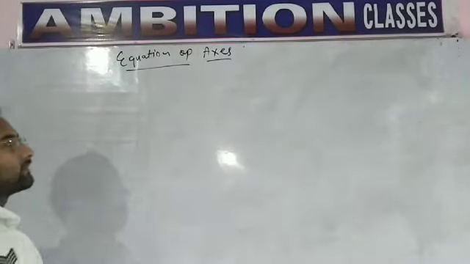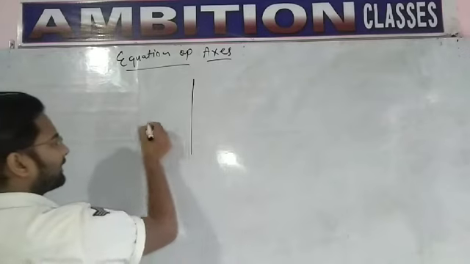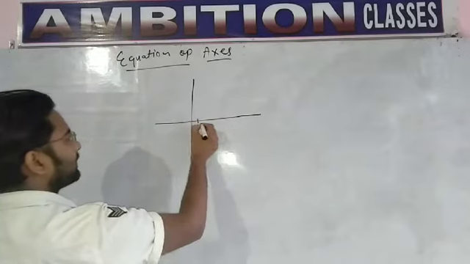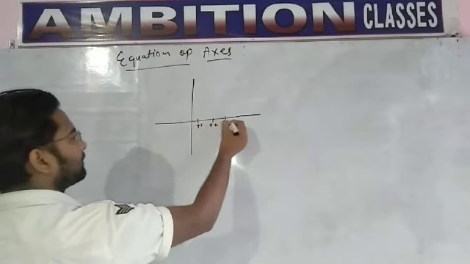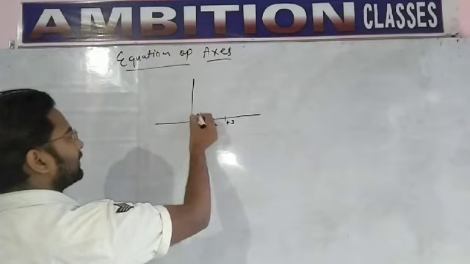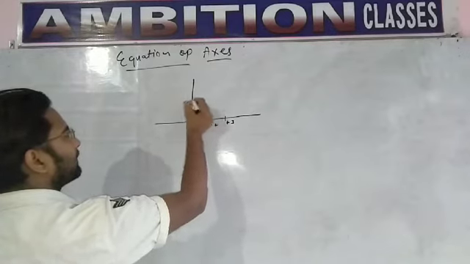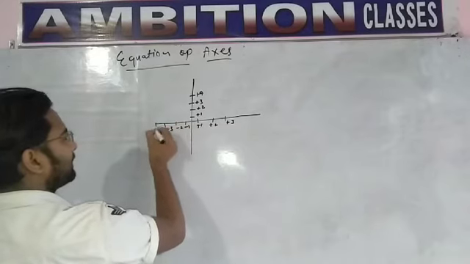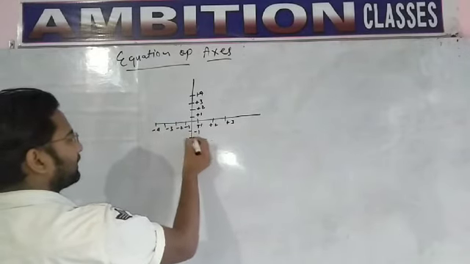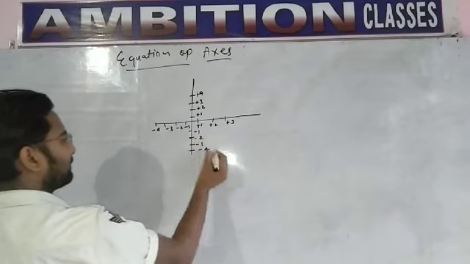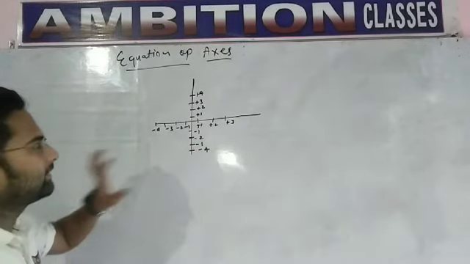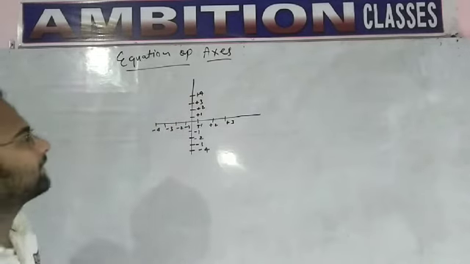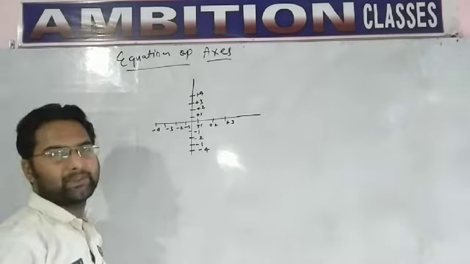Okay, students, you have to know we have a graph paper like this. Here it is +1, +2, +3. Here it is +1, +2, +3, +4, and -1, -2, -3, -4. Students, you should know equation of axis. Today what we have to learn? Students, we have to learn the equation of x-axis.